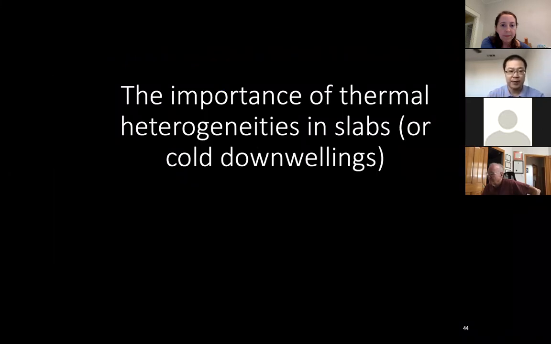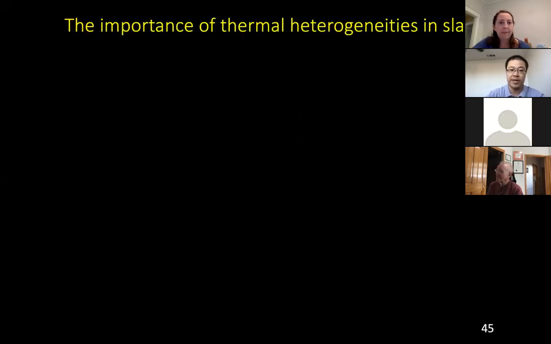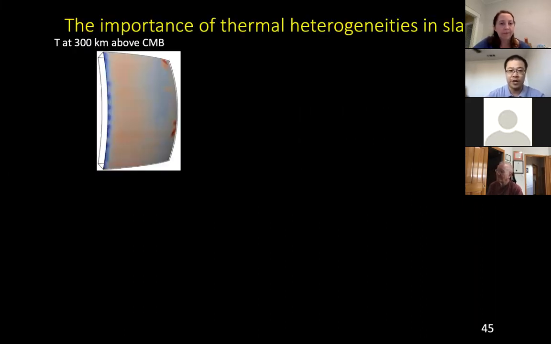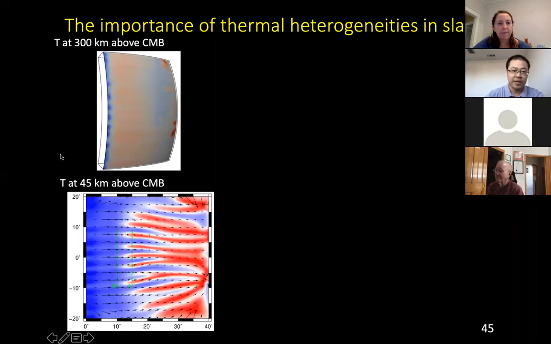Next, I'm going to show you the importance of the thermal heterogeneities in slabs. To demonstrate this, I'm going to show you three different models. Again, this figure shows the temperature field at 300 kilometers above the CMB for small box models. And this is the result, the temperature at 45 kilometers depth above the core-mantle boundary.